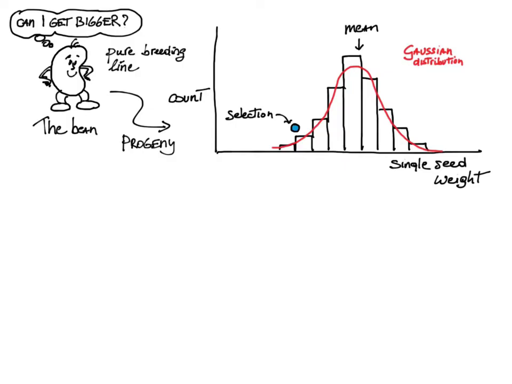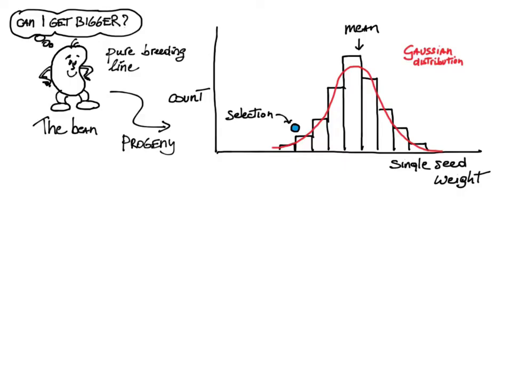This was demonstrated in two striking experiments carried out about 100 years ago. In the first, a scientist called Johansen bred a pure line of bean. When the single seed weight of the line was measured, it fit a normal distribution. Johansen decided to select for different seed size.